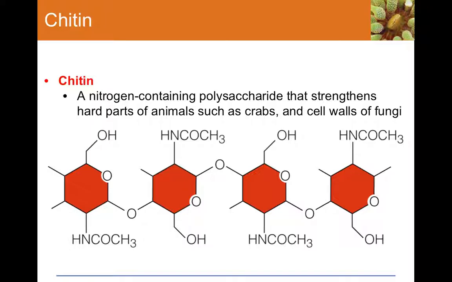So you think about a crab or a beetle, and this is actually a lot of strength. Some cell walls of fungi are made of chitin as well. And so not so great on the energy storage part of things, but for a structurally sound molecule, it's pretty good. You can use this to build shells and exoskeletons of all sorts of cool little animals.